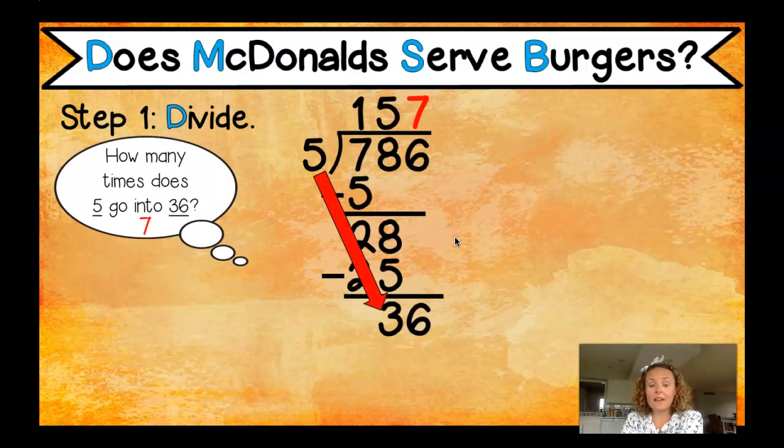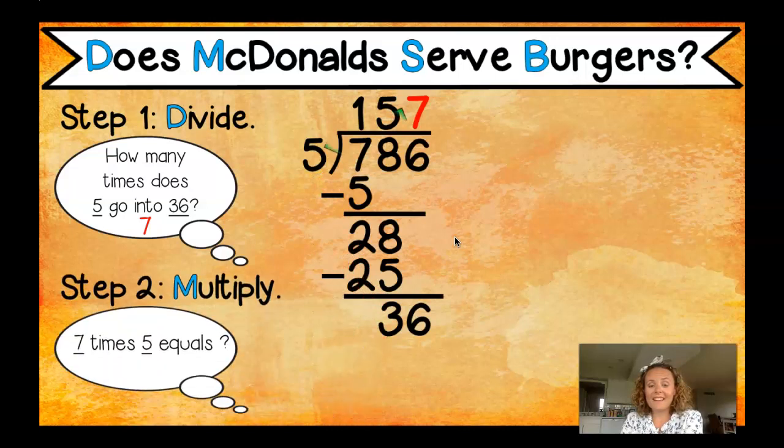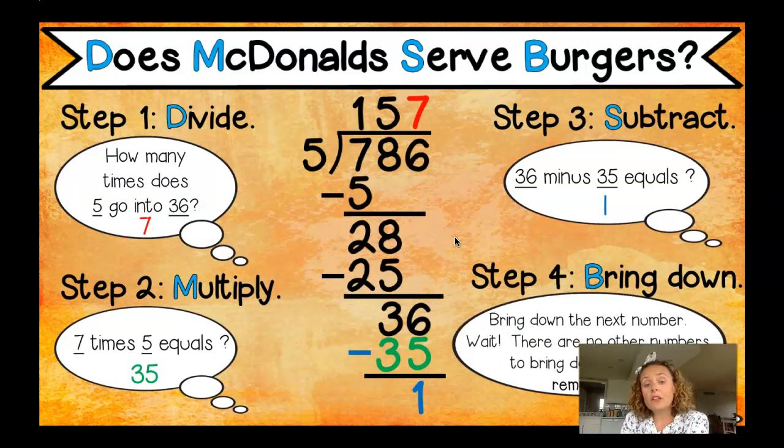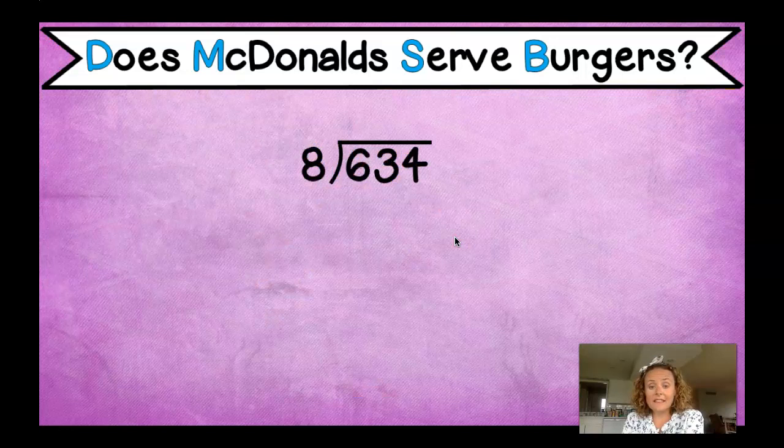7 times 5 is what? 35. Now we subtract. We've got 1 left. There's nothing else to bring down, so that's a remainder. 157, remainder 1. To check our work, we could multiply 157 times 5. That's going to be 785, and if we add on our remainder of 1, we know we're right at 786.